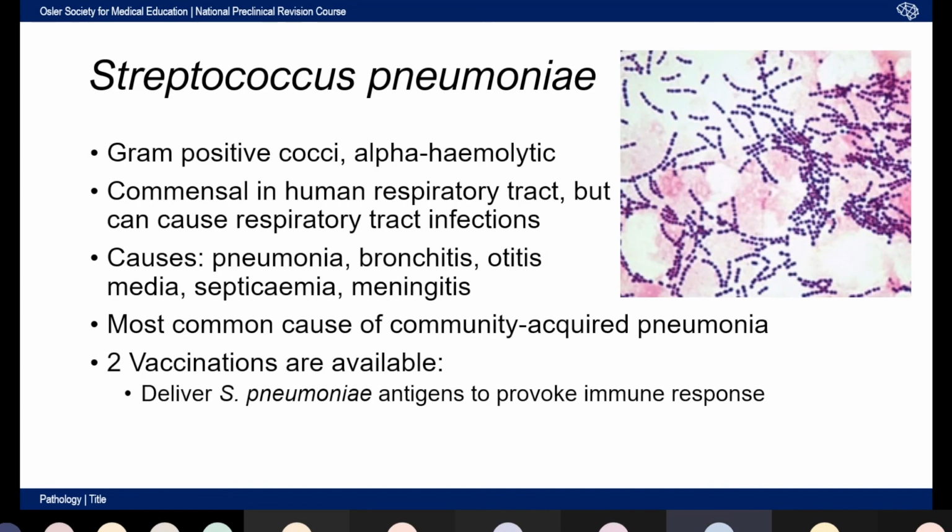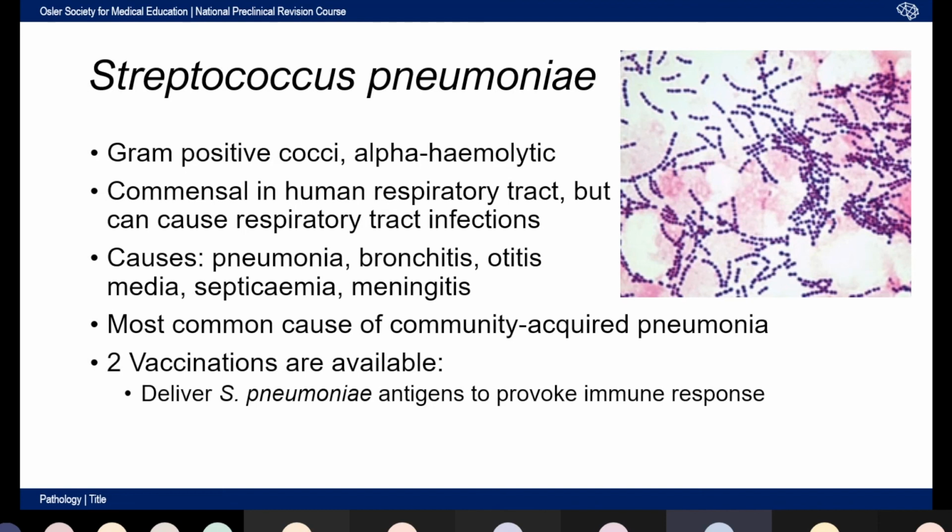So then just a couple of other specific bacteria. Strep pneumoniae is a gram-positive coccus that's alpha hemolytic and grows in chains. This is a commensal in the human respiratory tract, found in the respiratory tract of healthy people, but it can also cause respiratory tract infections. Most commonly, it is the most common cause of community-acquired pneumonia.